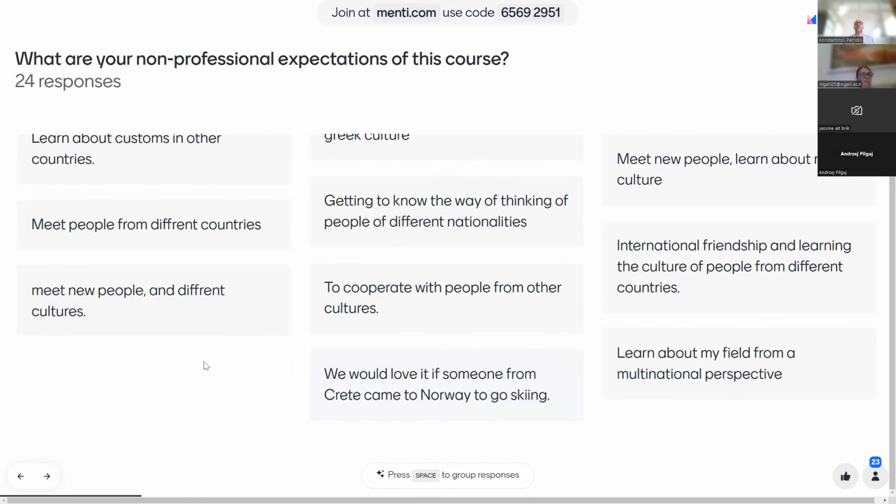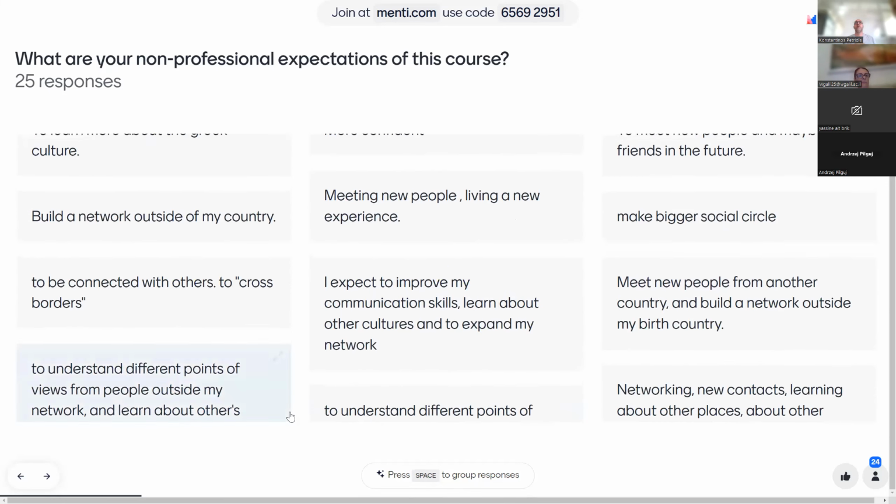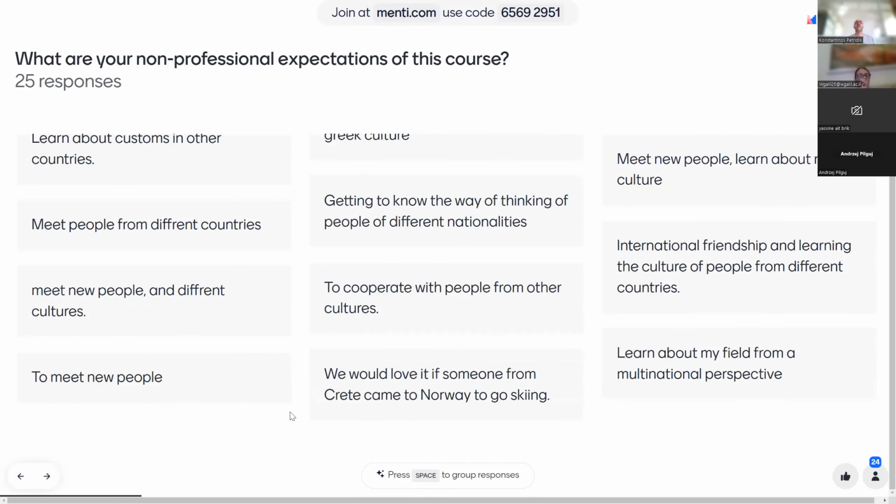We would love it if someone from Crete came to Norway to go skiing. I will do. I don't know skiing, but I would always like to visit Norway, so I will do it. To meet new people. Actually, the Norwegian University will visit Crete by the end of May for the solar cells. So you will have the chance to visit Crete, our colleagues and students from Norway. And of course, this course can be repeated, and we will be those who visit Norway.